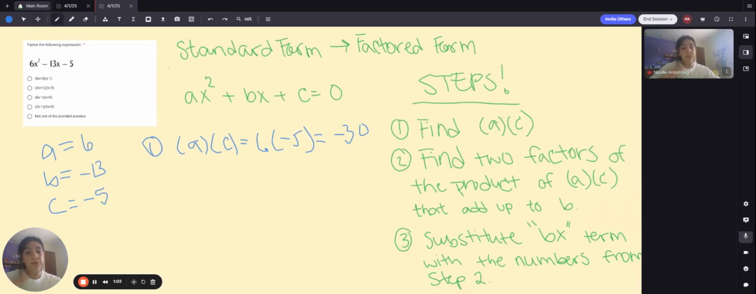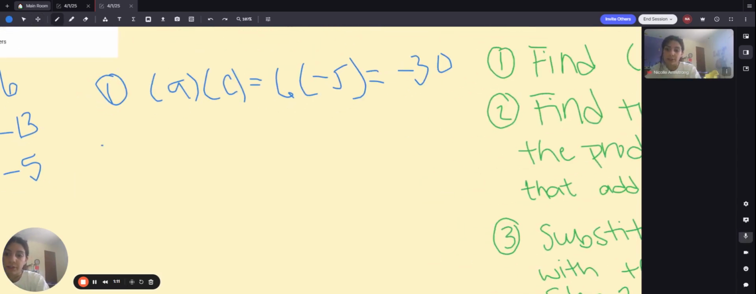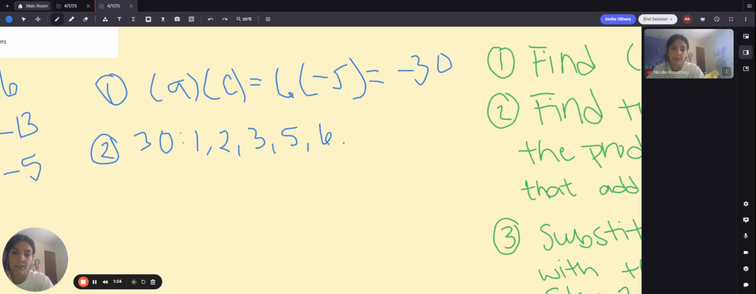We need to find two factors of that product of negative 30 that also add up to b, which is negative 13. So knowing the factors of 30 is very helpful. And we are going to have to respect the negative sign as well. So we have 1, 2, 3, 5, 6, 10, 15, and 30. All of these are factors of 30.